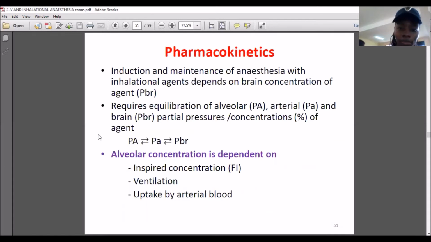Pharmacokinetics. Induction and maintenance of anesthesia with inhalation agents depends on the brain concentration of the agent. So when the brain takes in enough, like if the concentration in the brain is too much.